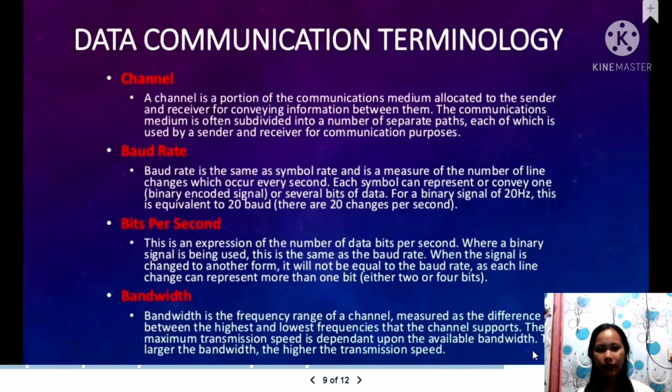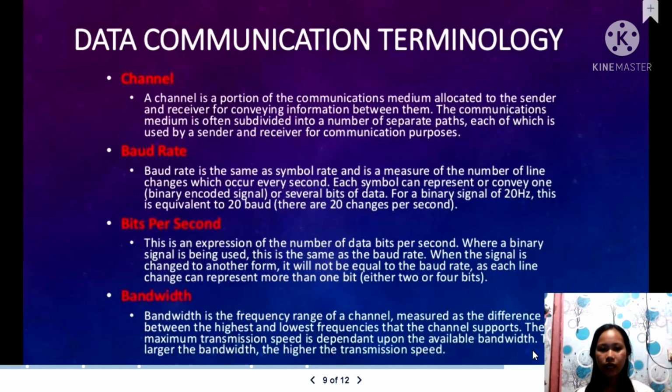When you say baud rate, it is the same as a symbol rate and is a measure of the number of line changes which occur every second. Each symbol can represent or convey one binary encoded signal or several bits of data. A binary signal of 20 is equivalent to 20 baud. So there are 20 changes per second.